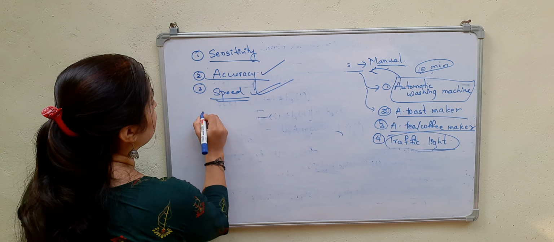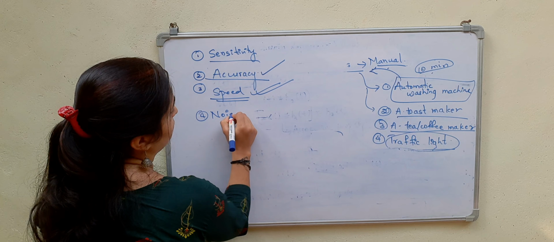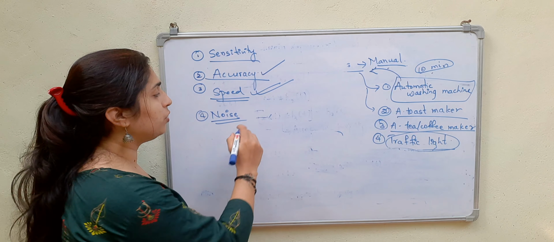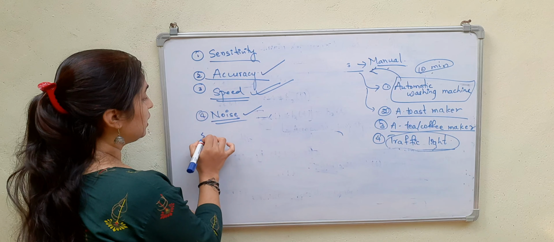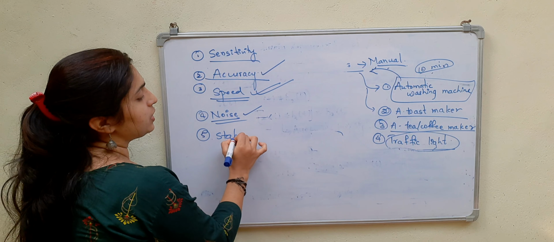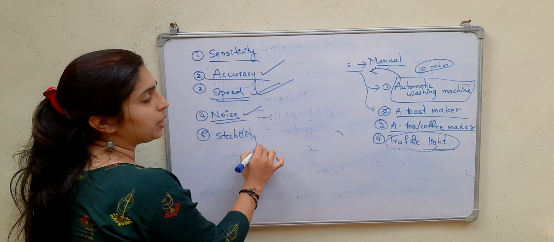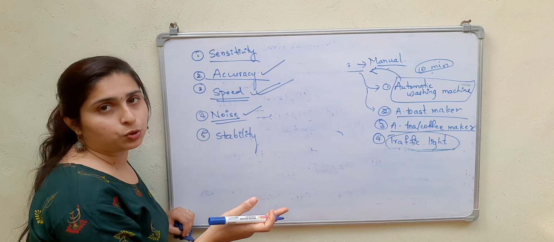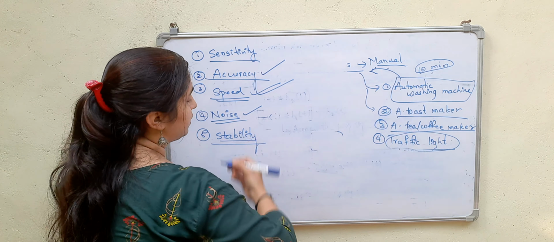Next, noise. It should reduce the noise effect. A good control system should reduce the effect of the noise. Next is stability. Yes, for all bounded inputs, you should have bounded outputs. If your input is 0, the output also should be 0. That is your stability.